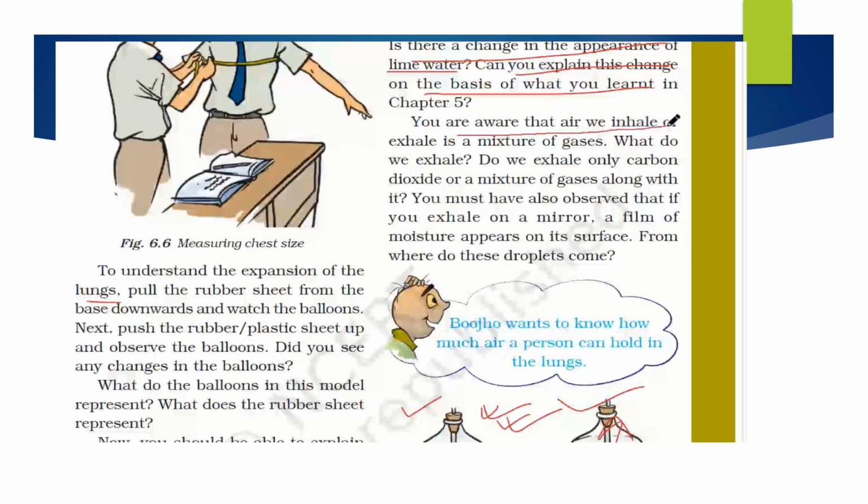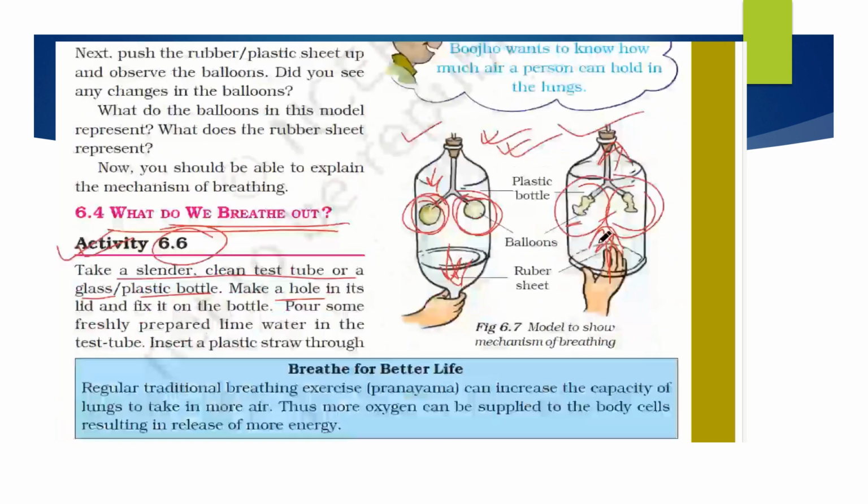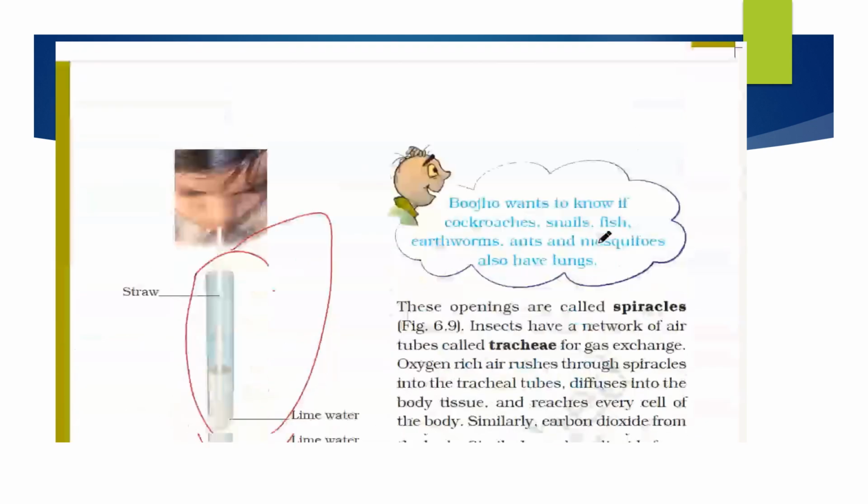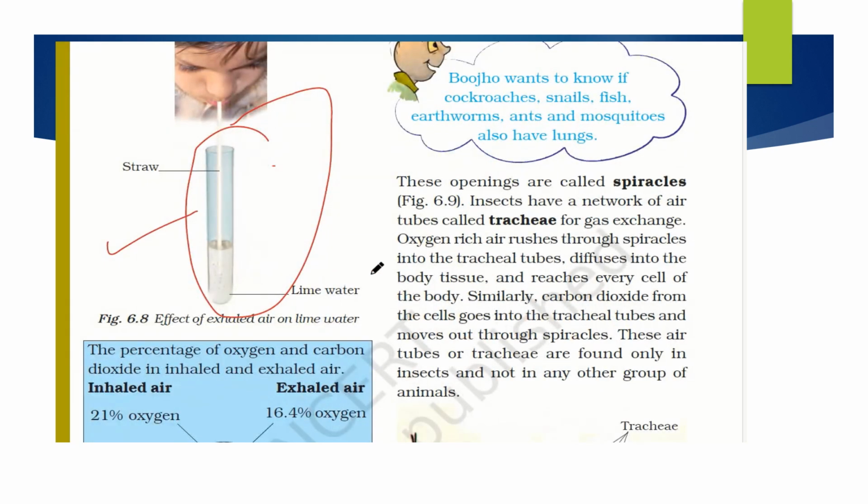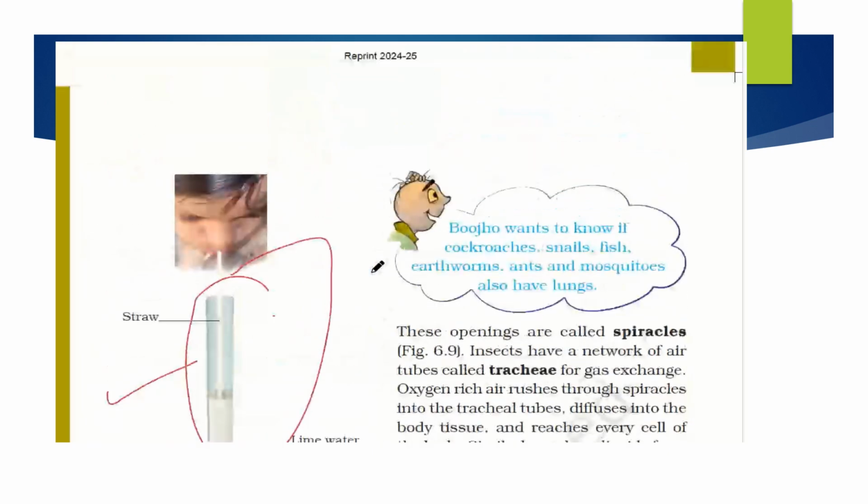You are aware that the air we inhale, and the air we exhale, is a mixture of gases. So what do we exhale? Do we exhale only carbon dioxide, or a mixture of gases along with it? You must have observed that if you exhale onto a mirror, a film of moisture appears on the surface. That is water vapor, which is what we are exhaling. So from where do these droplets come? That is a question which comes to our mind.